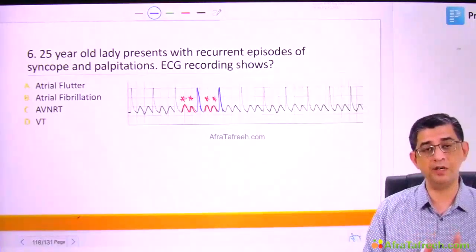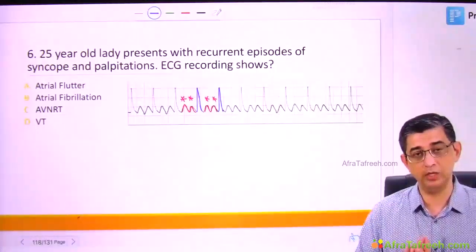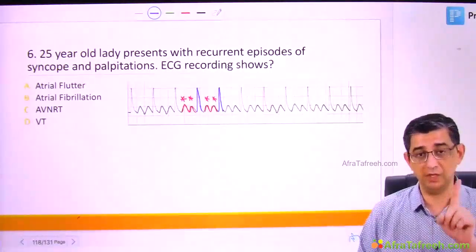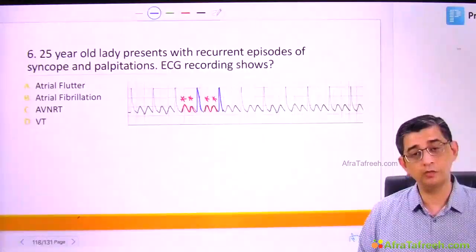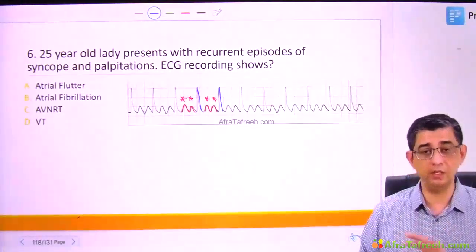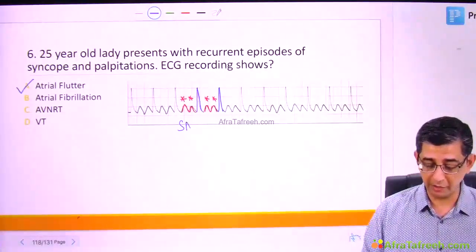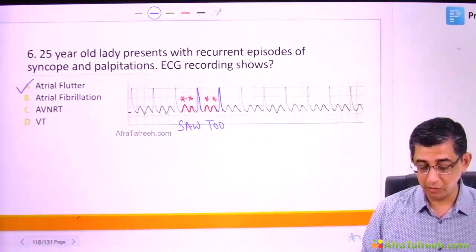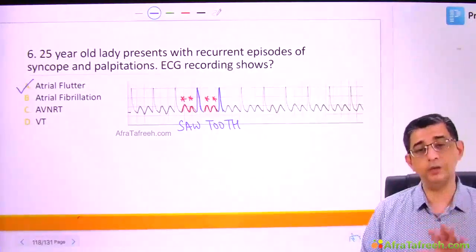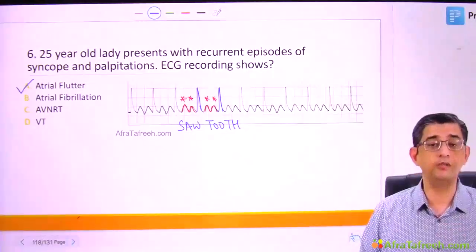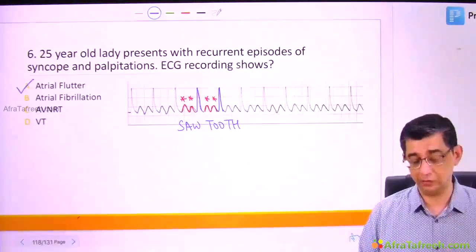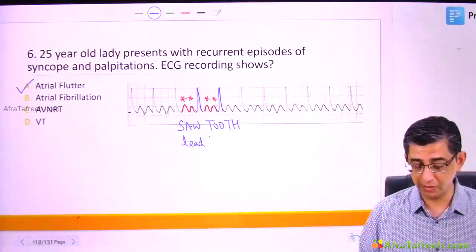it means one wave is not conducted, one wave is conducted down into the bundle of His. So you call it 2:1 if it is one. Here, because it is two abnormal waves, you will call it 3:1 conduction. Again, very frequently asked in the exam. The correct answer for this sawtooth pattern is atrial flutter. Now, if they give you the complete ECG, that is a routine 12-lead ECG, where are you going to look for this sort of pattern? It is going to be looked for in leads 2, 3 and aVF.